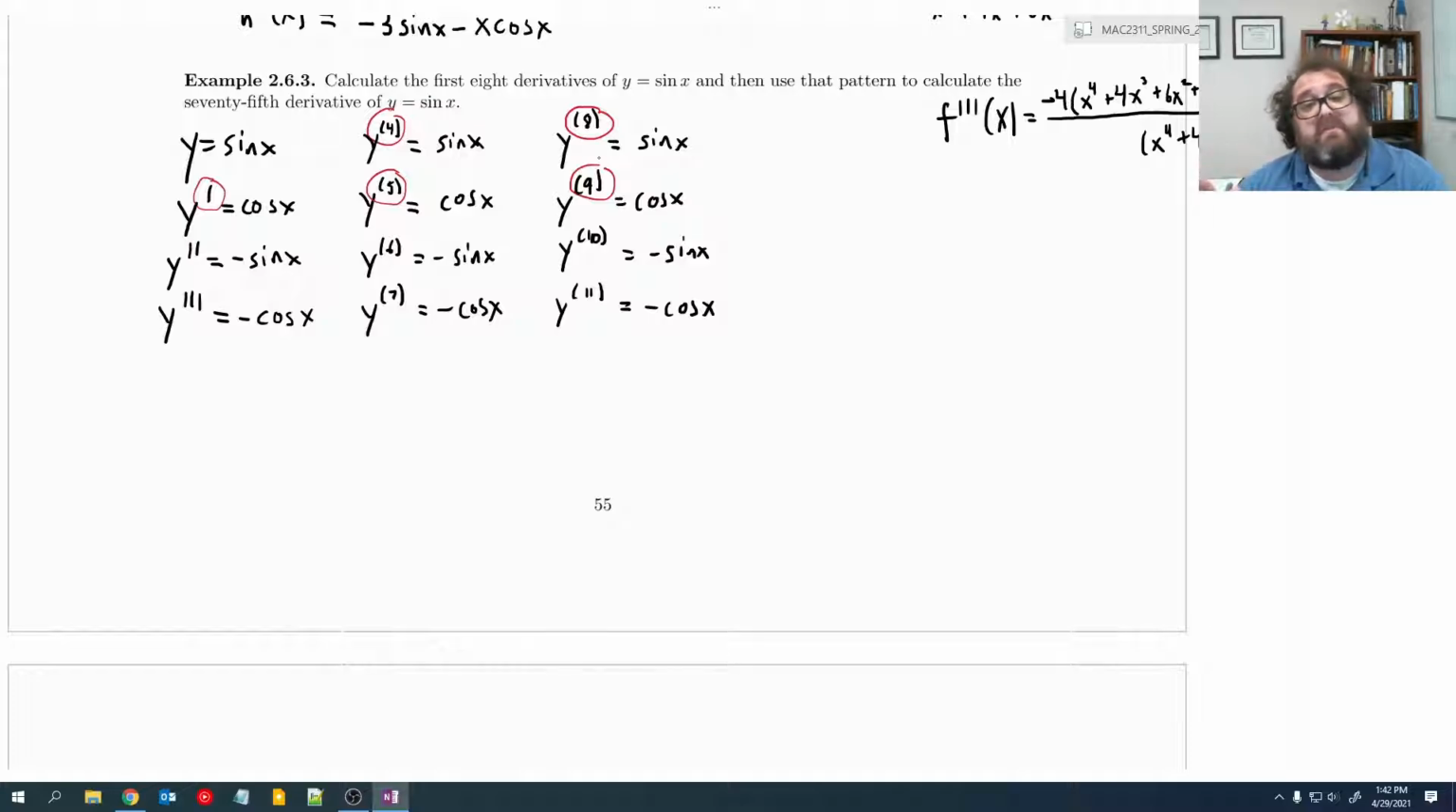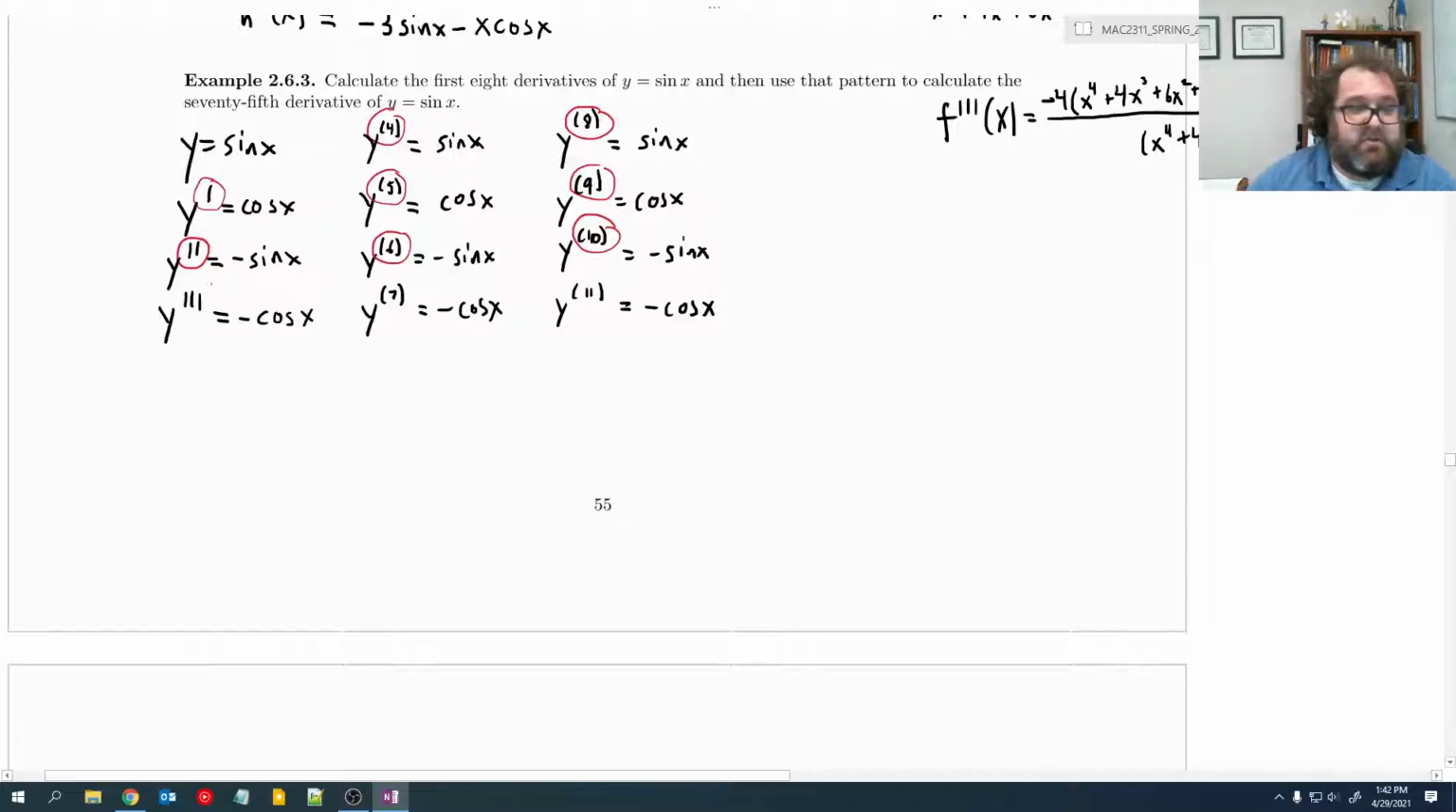So all of the derivatives that are 1 more than a multiple of 4 are going to be cosine. All right, what about the second derivative, 6th derivative, 10th derivative? Those are all 2 more than a multiple of 4. 2 is 2 more than 0. 6 is 2 more than 4. And 10 is 2 more than 8. So if you're 2 more than a multiple of 4, the derivative is going to be negative sine.